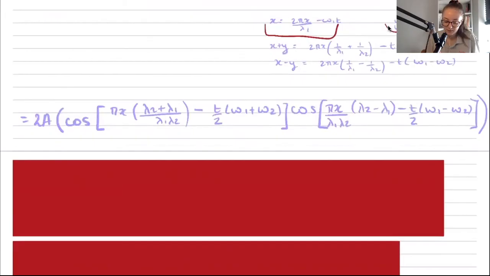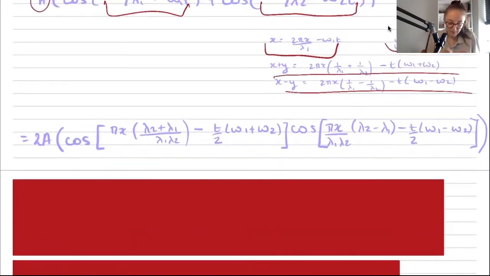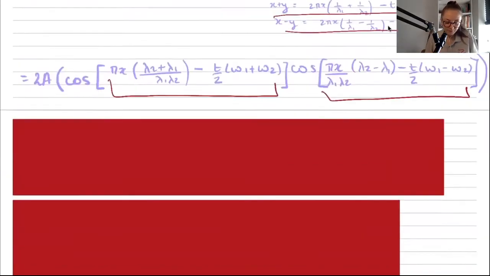So I've just worked out what x plus y and x minus y are individually. And then I've plonked those values in here, remembering to divide by 2 as well, because it was cos of (x plus y) divided by 2 and cos of (x minus y) divided by 2. So we end up with these values inside of our cosines.